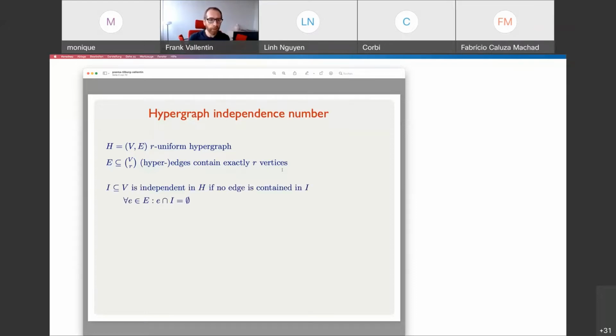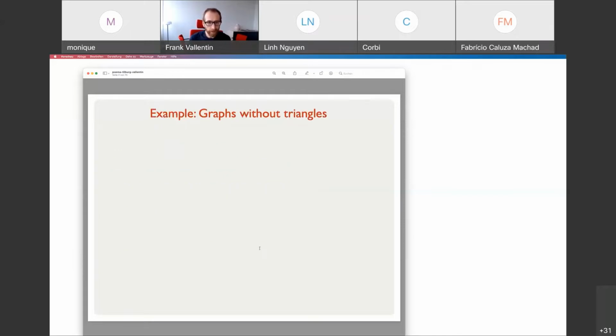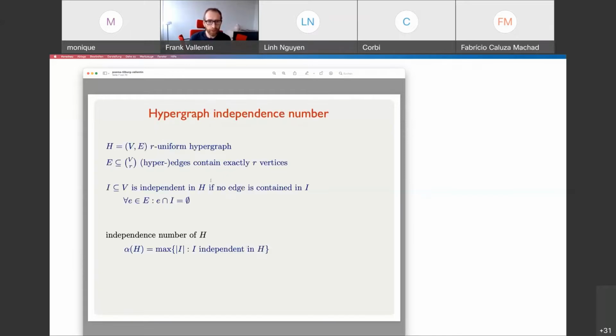Okay, and then we will talk about independent sets. An independent set in H is a subset I of the vertices so that no edge is contained in I. Or in formulas, for every hyperedge E you have that E intersected with the independent set is the empty set. And then, of course, we want to find the independence number of H, or the stability number of H. That's the largest cardinality an independent set can have in H.